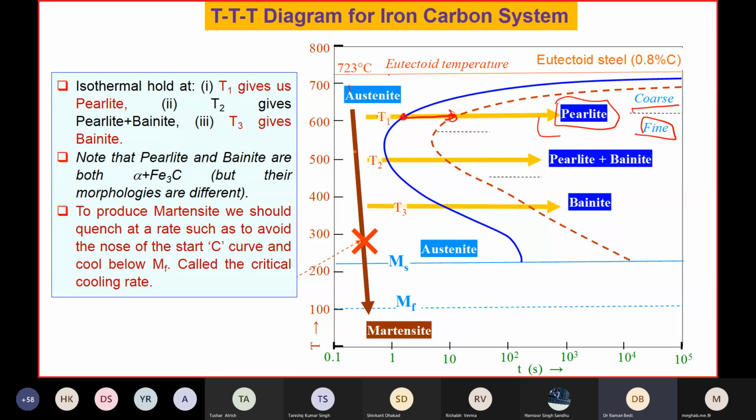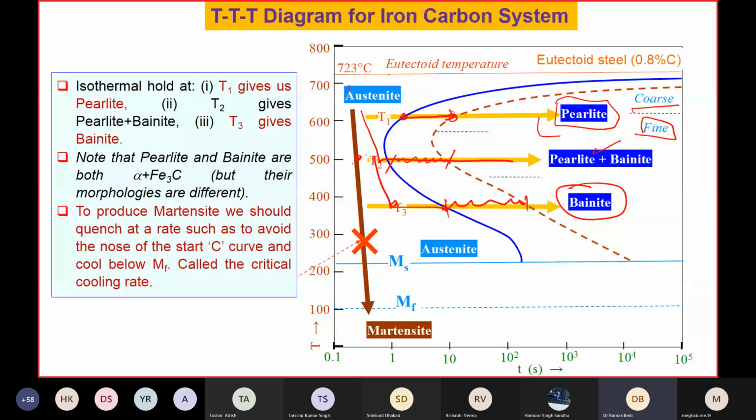If you cool it moderately and follow this curve, and the transformation happens at this temperature, you get pearlite plus another compound which we call bainite. Pearlite, as we said, is not a phase, it is a constituent. If you go to T3 and carry out the isothermal transformation, it will give you bainite.